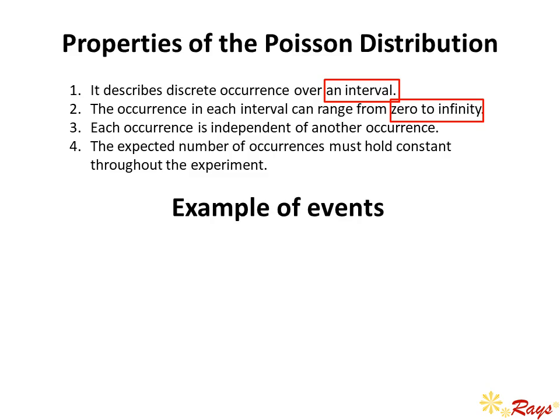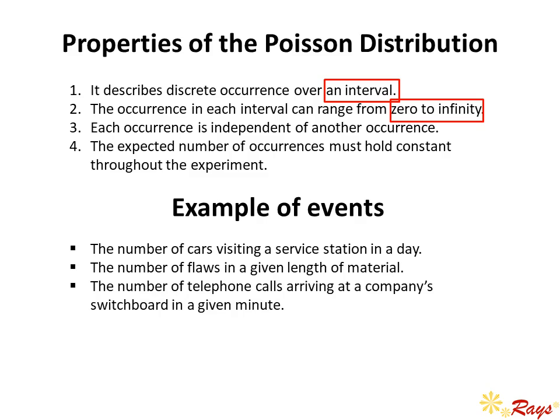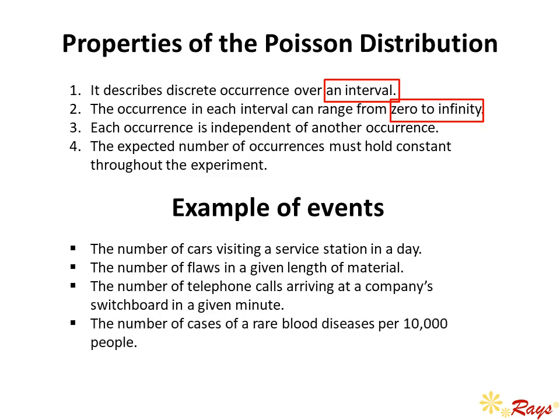Let us look at some examples so that we can better understand the property of Poisson distribution. The number of cars visiting a service station in a day, the number of flaws in a given length of material, the number of telephone calls arriving at a company's switchboard in a given minute, the number of cases of rare blood disease per 10,000 people, and the number of bacteria per liter of water.